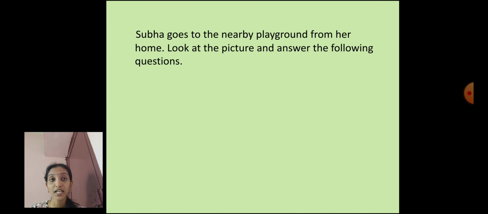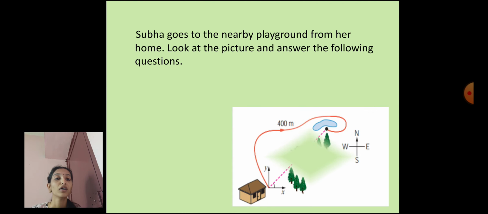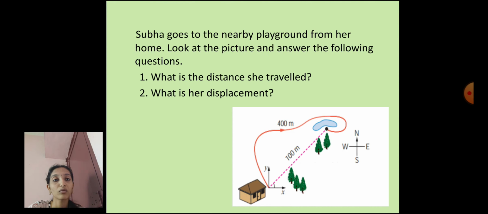From this distance and displacement, we can solve one problem by using the picture. Let's imagine Suma goes to the nearby playground from her home. Look at this picture and answer the following questions. In the picture we see Suma's home and the playground. She wants to go from her home to the playground. What is the distance she traveled and what is the displacement? These are the two questions.